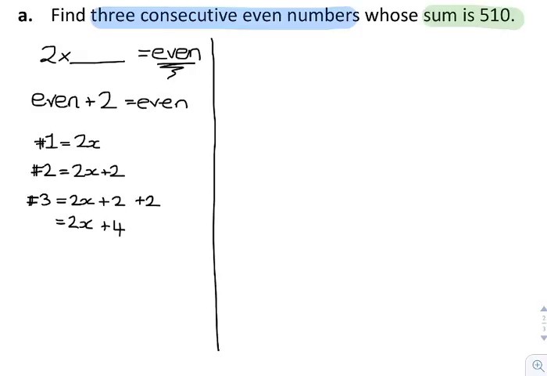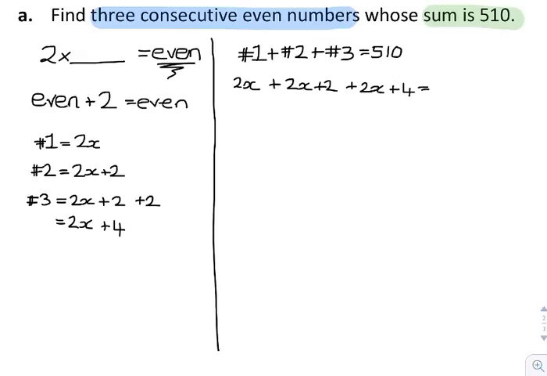The next portion of this is to recognize that the sum of these 3 consecutive numbers is going to be 510. So if I add number 1, number 2, and number 3 together, I'll get 510. Substituting in what we know those numbers to be, and then we're going to simplify this down. So 2x plus 2x plus 2x is 6x. 2 plus 4 is 6. This is going to leave us with 6x plus 6 is equal to 510.